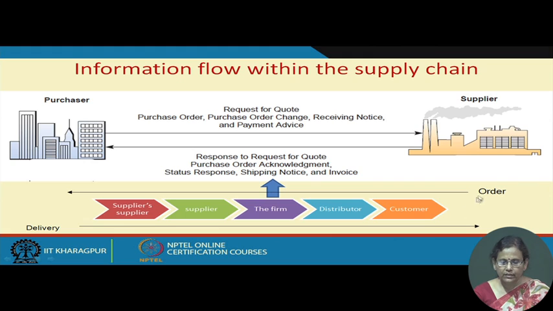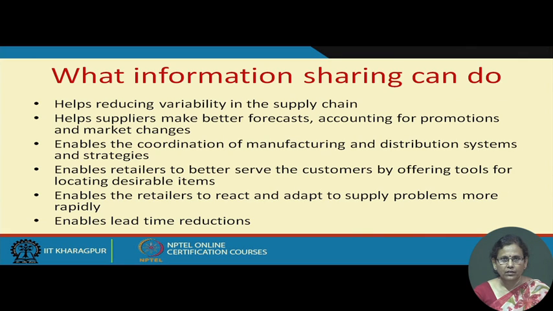Now, this order information is very crucial for the firm to decide how to produce and how much to produce. So, if information sharing is done within the supply chain, it can actually reduce the variability in the supply chain. Because the product information is shared from the downstream members, the suppliers can make better forecasts, they can account for promotions or market changes, and this information sharing can enable the coordination of manufacturing and distribution systems and strategies.